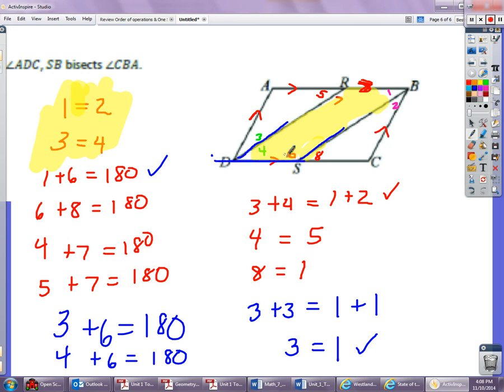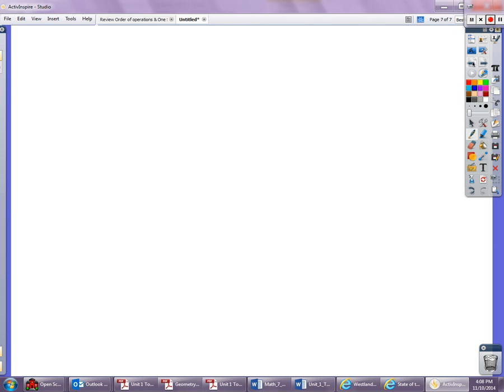Well, by 4 and 6 being supplementary, I now know that this is parallel to this line. And now you have pretty much 2 sets of parallel lines. I've proven that this is a parallelogram. And that is all of them.